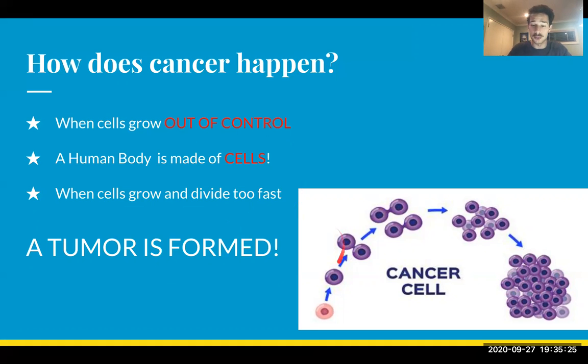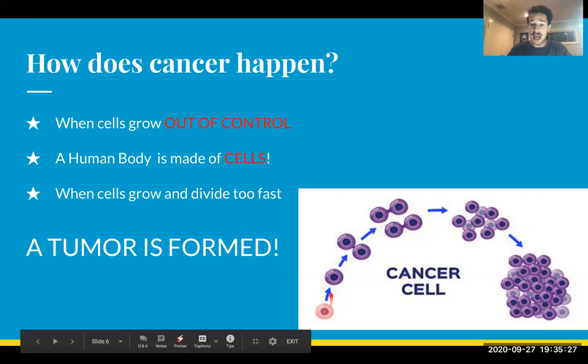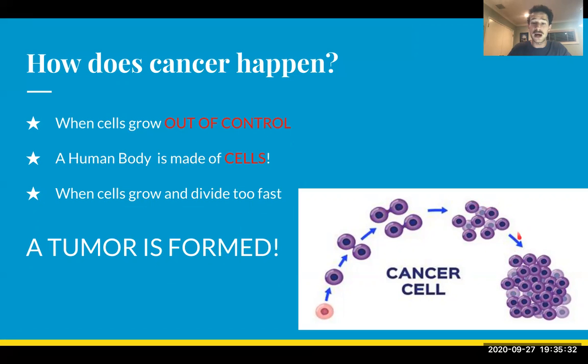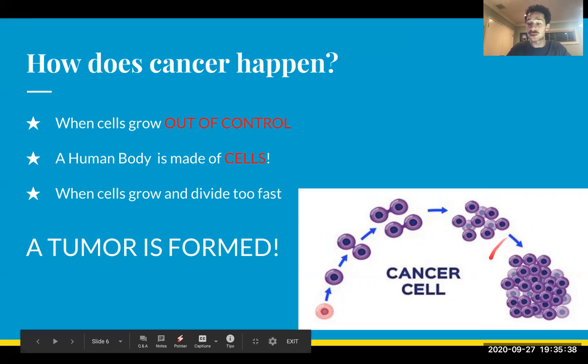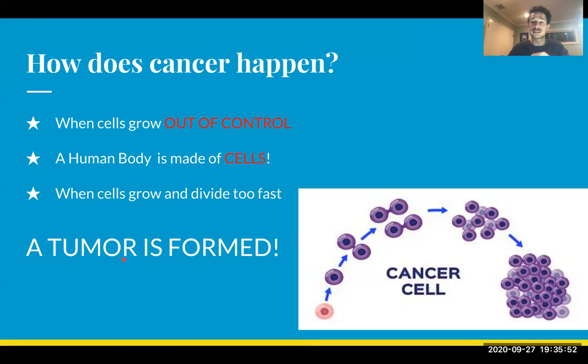So here's a normal cell in pink, and it grows normally, and then it grows way too fast and out of control because it didn't follow those instructions. And now we have a group of cancer cells. Look at the difference between these purple cells and this healthy pink cell. When there's a collection of cancer cells, we call that a tumor. A tumor can form in any part of the body. It's like a little lump of cancer cells.